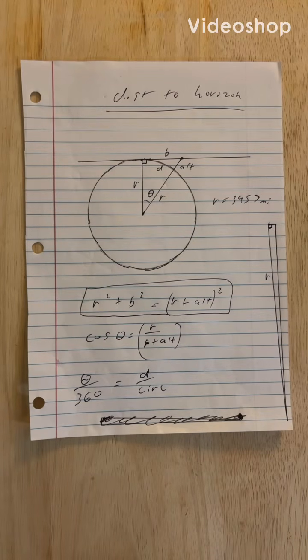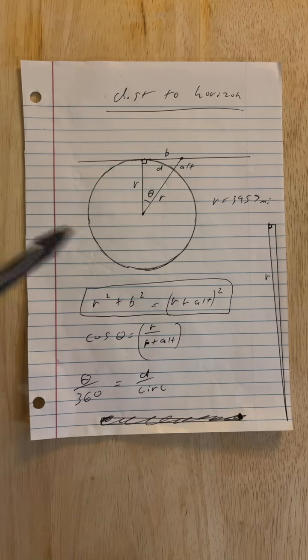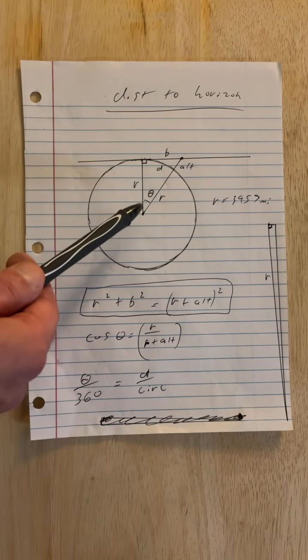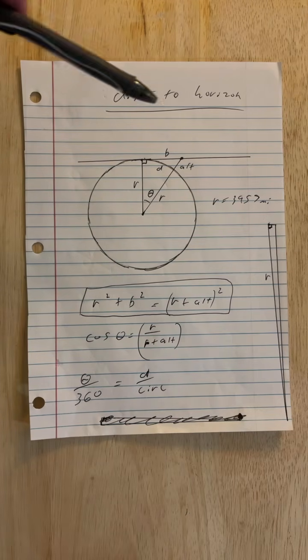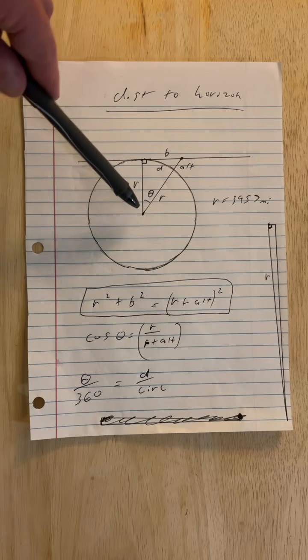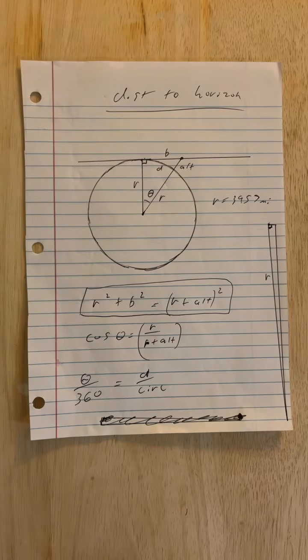This is how to find the distance to the horizon from any altitude. It's really easy. It's just Pythagorean theorem. I have a diagram of the Earth right here. We have the radius from the center of the Earth to the circumference. And then somebody will be at a certain altitude right here. So we'll have radius plus that altitude.